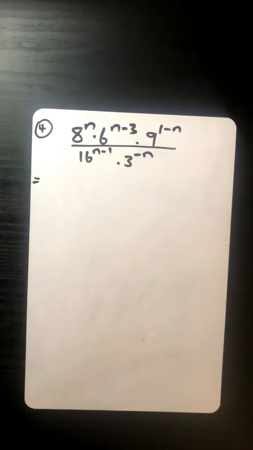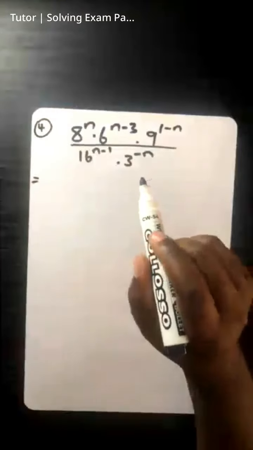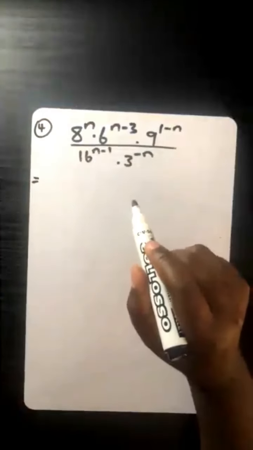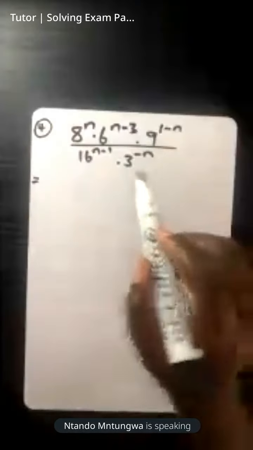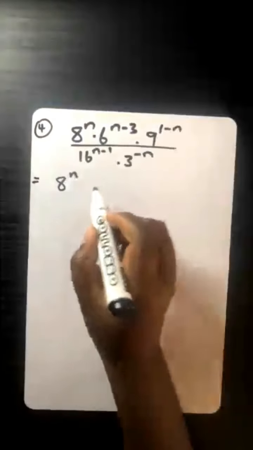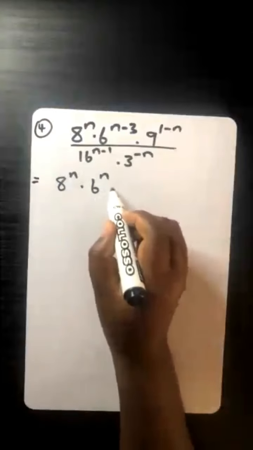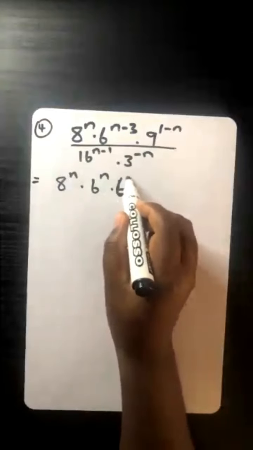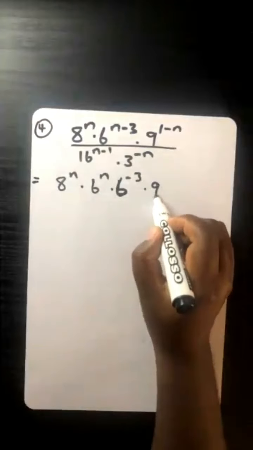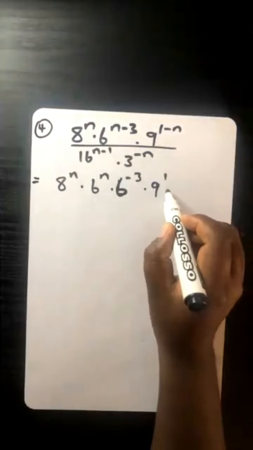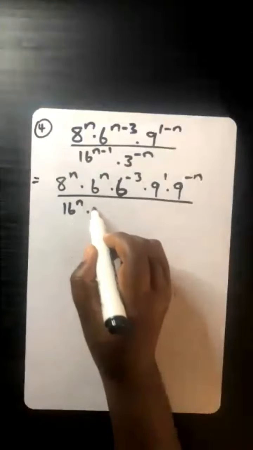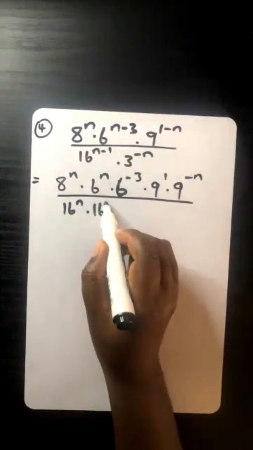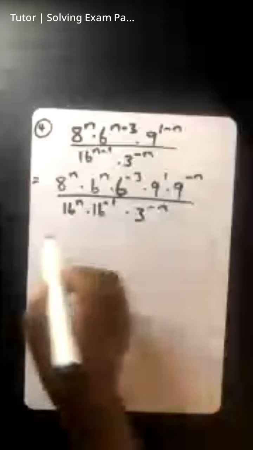Yes, sir. 100%. So, what is our first step based on what I've said for those who are writing notes? Separate the exponents. 100%. 8 to the exponent n multiplied by 6 to the exponent that multiplied by 6 to the exponent that multiplied by 9 to the exponent that, the whole of this to the exponent that, multiplied by the negative 1 over there, 3 to the exponent that.